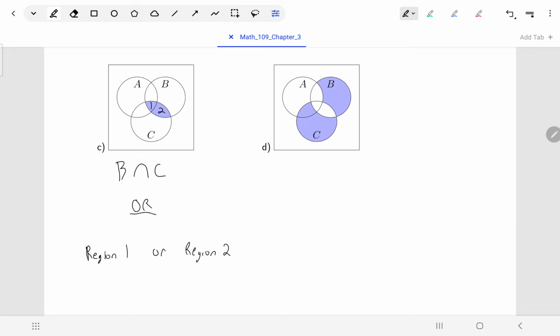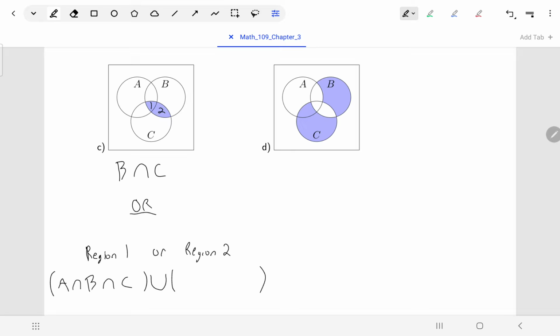So in other words, in terms of symbols, remember or is a union. So in other words, I'm shading all of region 1 together with all of region 2, and that would give me those two areas shaded together. So now I just need to describe, how do I describe region 1? So region 1, that's the very middle. That's inside of A, and it's also inside of B, and it's also inside of C.